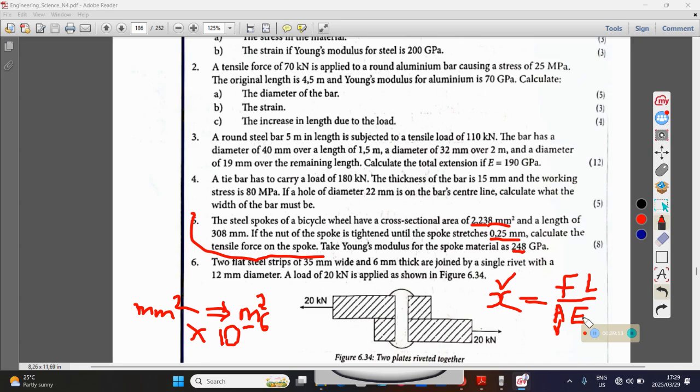E, yeah, modulus, it's given. You replace it with it here. The length is 308, but change it to meters, so you divide by 1000. Then the only thing that we don't have is force, which is what they're looking for. They're looking for force, which is this. So we have everything except the force there.